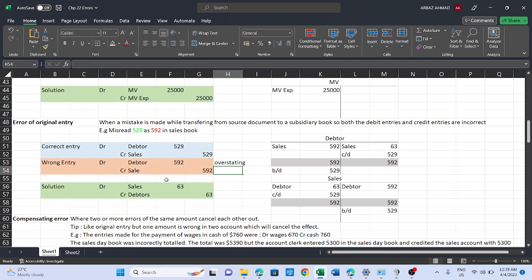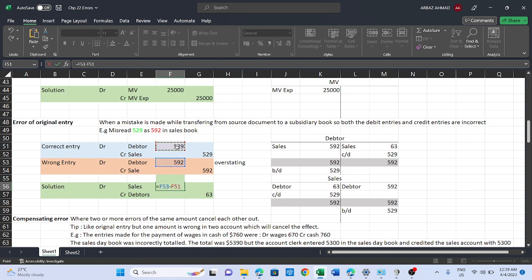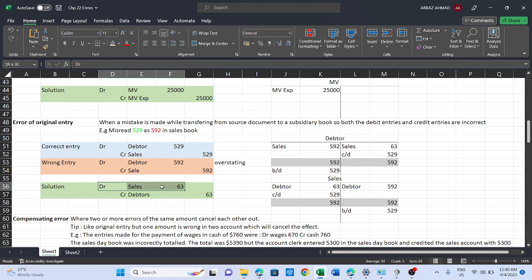Now, in order to reduce it, if we have to reduce it, we are going to debit the difference. We minus these two amounts. We take this amount and we minus this amount. We take the difference and then we are going to debit into sales, and this one is going to be credit. Now, if it was understated, let's see if I have another example for this one.